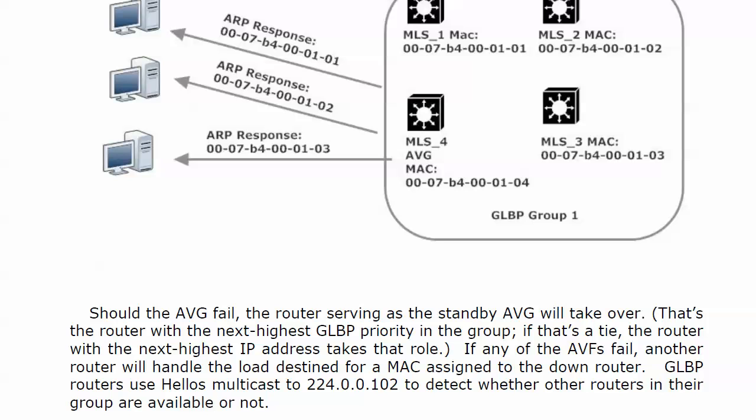Now, GLBP routers use Hellos multicast to 224.0.0.102 to detect whether other routers in the group are available or not. They're always talking to each other, and believe me, I mean always.